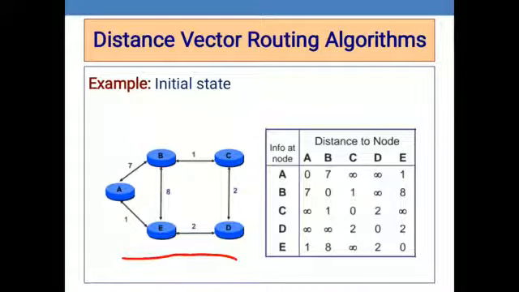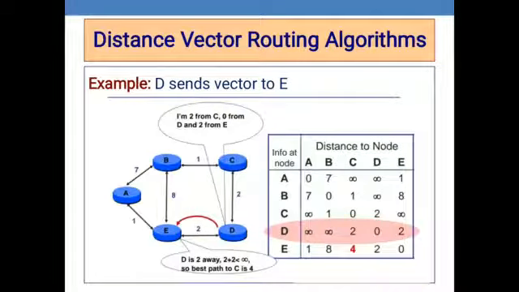So each and every router will maintain the routing table. So here the distances are written like this. Now every node, periodically, each and every node will update its neighboring routers' data. So for example, D sends vector to E. For example, if you consider A, because A to B, A to E, we have the direct links. But C and D are not directly connected to A.